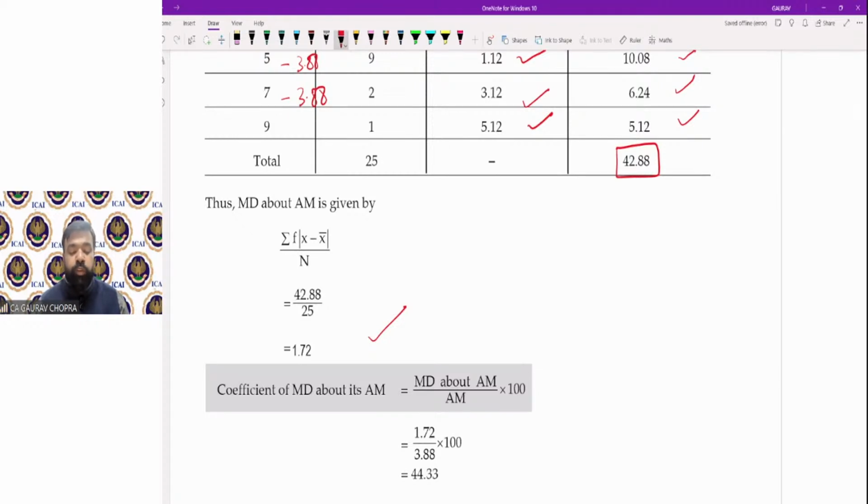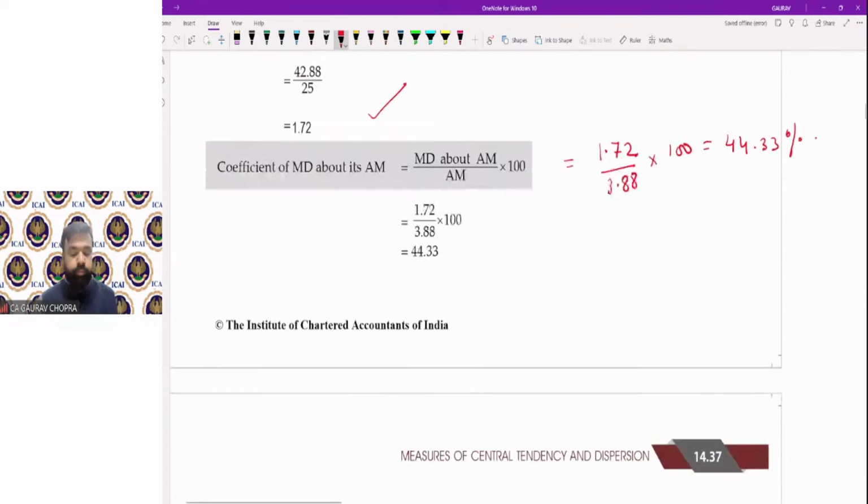Now next is the coefficient. For the coefficient, what do you have to do? Mean deviation 1.72 divided by the mean, that is 3.88, and then multiply by 100. So 44.33 is your coefficient of mean deviation. So in this way, you will get the coefficient. Understood?